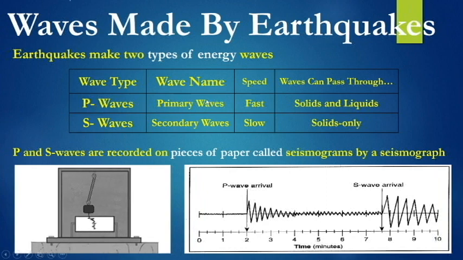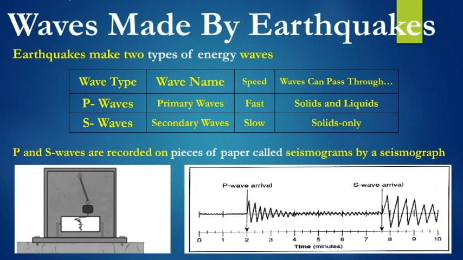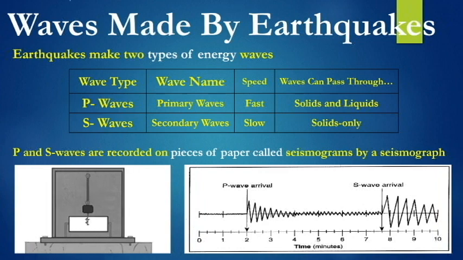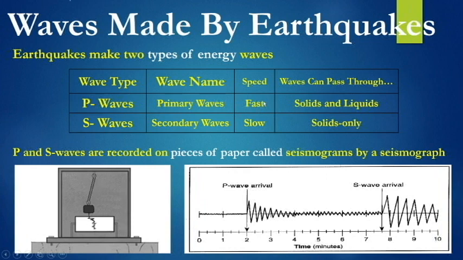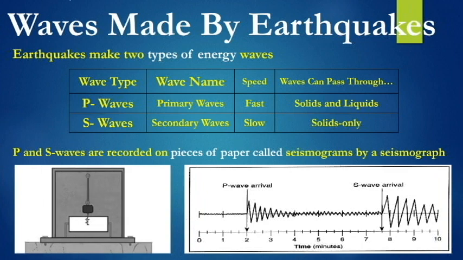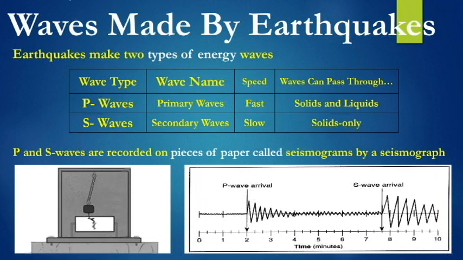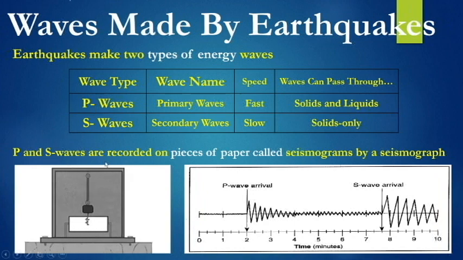So P waves are primary waves, primary meaning they come first. So when an earthquake is felt at a location, the first wave that's felt is the primary wave. That's because it travels fast. So it's the faster of the two waves. It can travel through solids, liquids, and actually P waves can travel through gases as well. But in terms of the Earth itself, it can pass through solids and liquids. S waves are secondary waves. They're slower, and they can't travel through liquids, and we're going to go over why that is. It has to do with the wave itself. P and S waves are recorded on a seismograph.